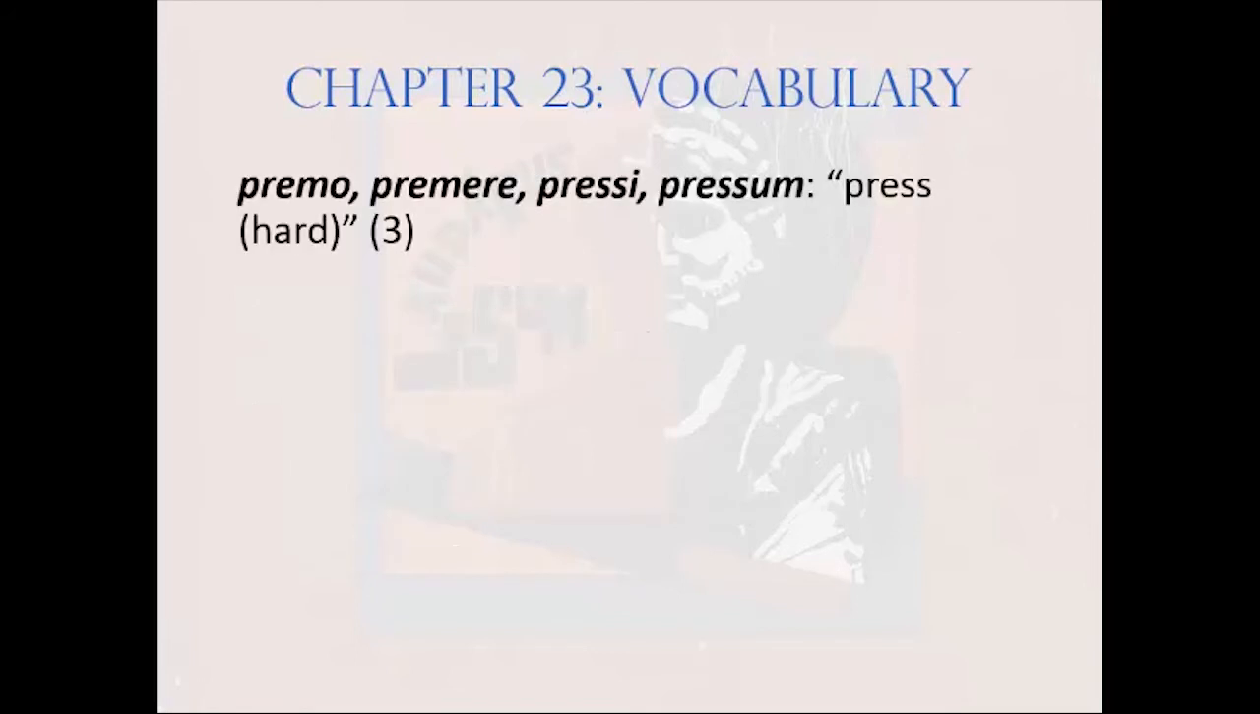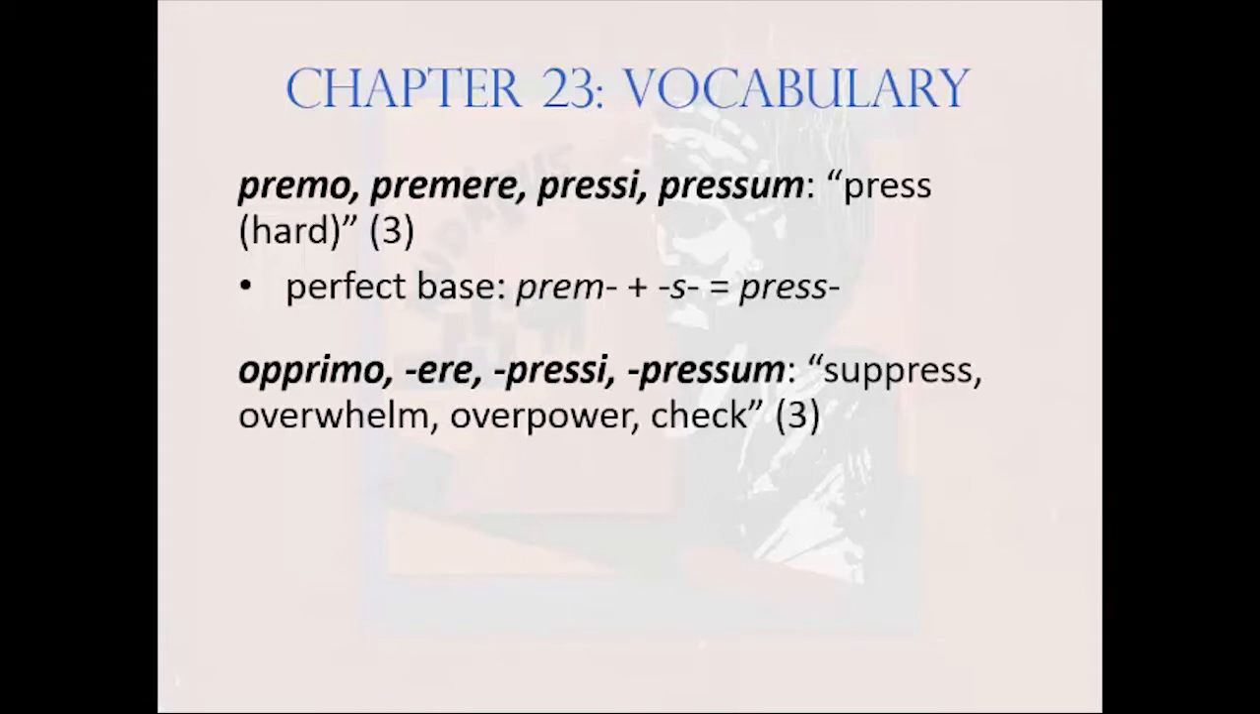And here's yet another third conjugation verb. Premo, premere, pressi, pressum, meaning press or press hard. Note how in the perfect base, the M at the end of the present base prem changes to S when it runs into the si perfect affix, producing the perfect base press with two S's. The next word, opprimo, opprimere, oppressi, oppressum, is a compound of premo, meaning suppress, overwhelm, overpower, or check. Like premo, it's a third conjugation verb.